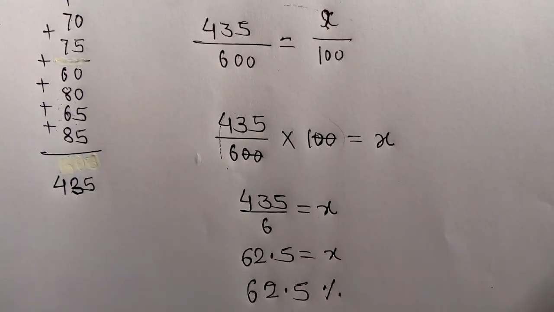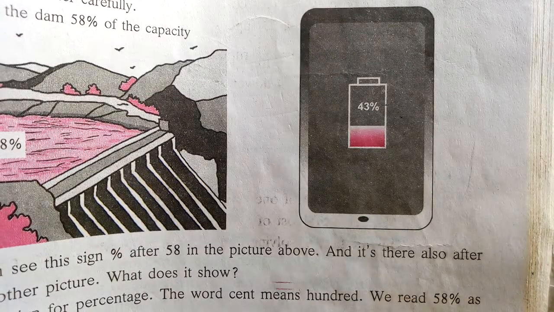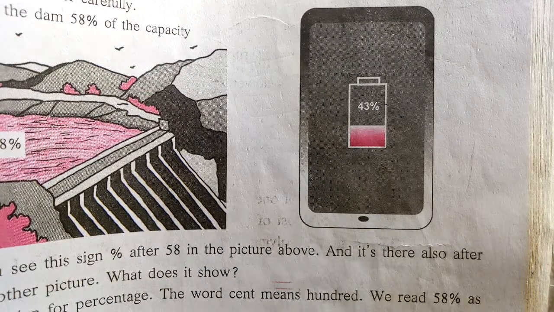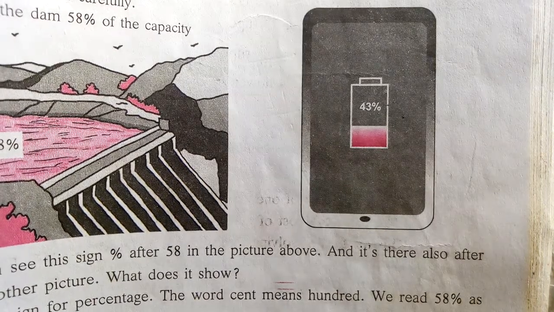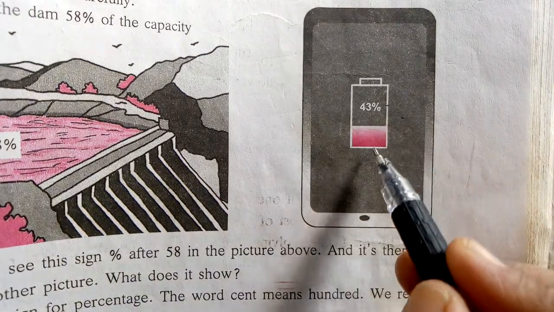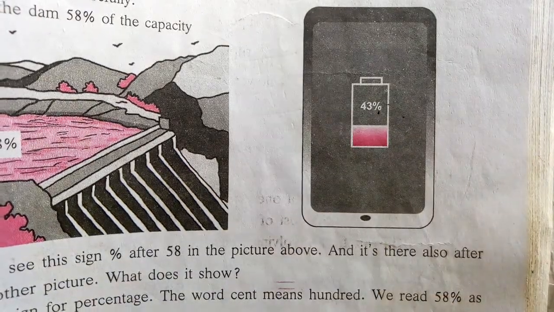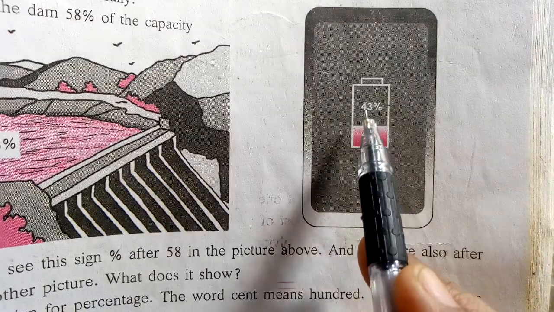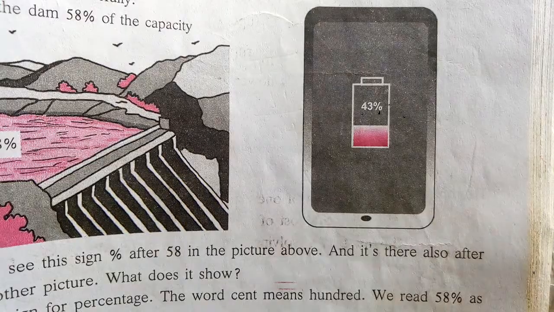62.5 percent. To understand percentage better, we will take the example of a mobile battery. When we charge the mobile and make the battery 100% full, what can we say at that time? The mobile is 100% charged. But sometimes after using, the battery is 43%. So 43% means out of 100, 43. Percentage means out of 100 it is 43. I think this concept of percentage is clear. After more examples we will understand it more.